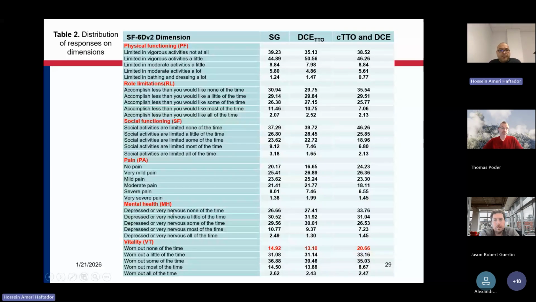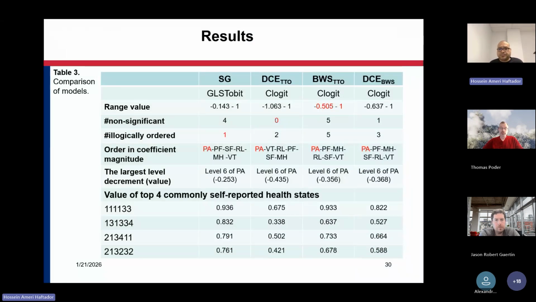The result of the model comparison shows the value set for BWS TTO is narrower. The number of non-significant is 0 for DCE TTO. The number of illogical orders is 1 for the standard gamble. Pain is the most important dimension across all methods. Level 6 of pain had the largest level decrement for all approaches or methods.